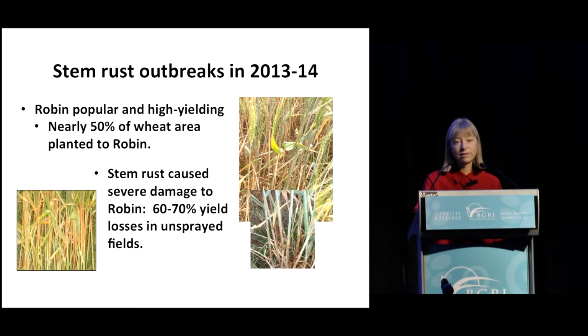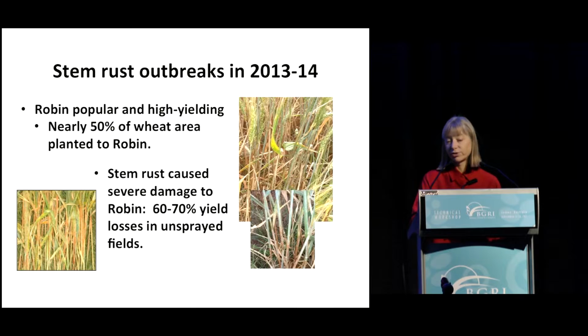Robin was and still is a very popular variety in Kenya, and that's because it's high yielding. In 2014, nearly 50% of the wheat area was planted to Robin. Stem rust caused severe damage to Robin. There were reports of 60 to 70% yield losses in unsprayed fields. And it's the smallholder farmers who cannot afford to apply fungicides who feel the most impact from these stem rust outbreaks.